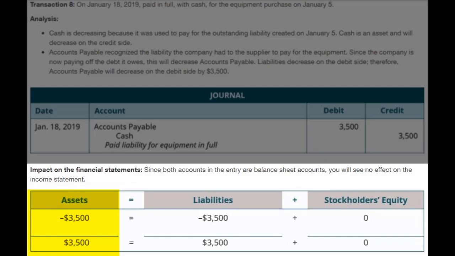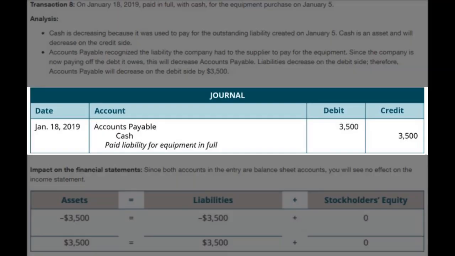But in doing so, we are eliminating or paying off our $3,500 liability. And so cash, an asset, is decreasing by $3,500. Liabilities, the accounts payable, are also decreasing by $3,500. If an asset and a liability each decrease by the same amount, assets minus liabilities, or value, do not change.